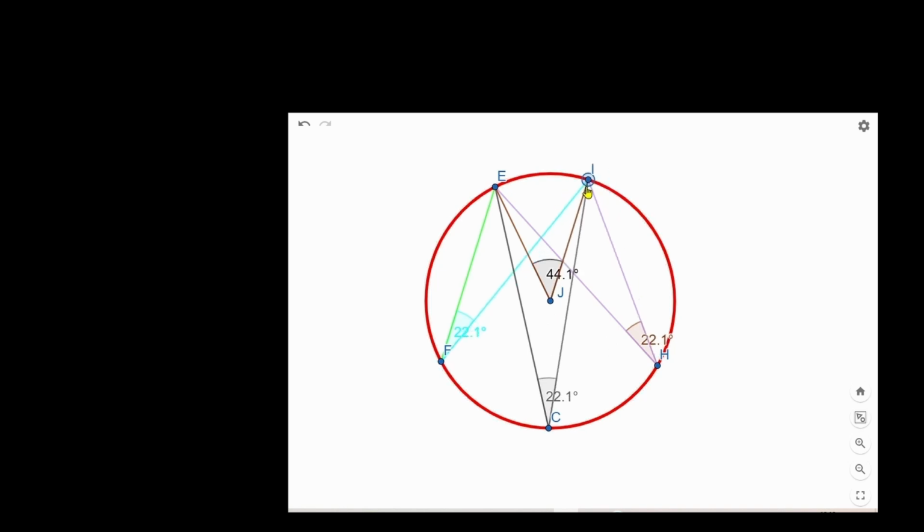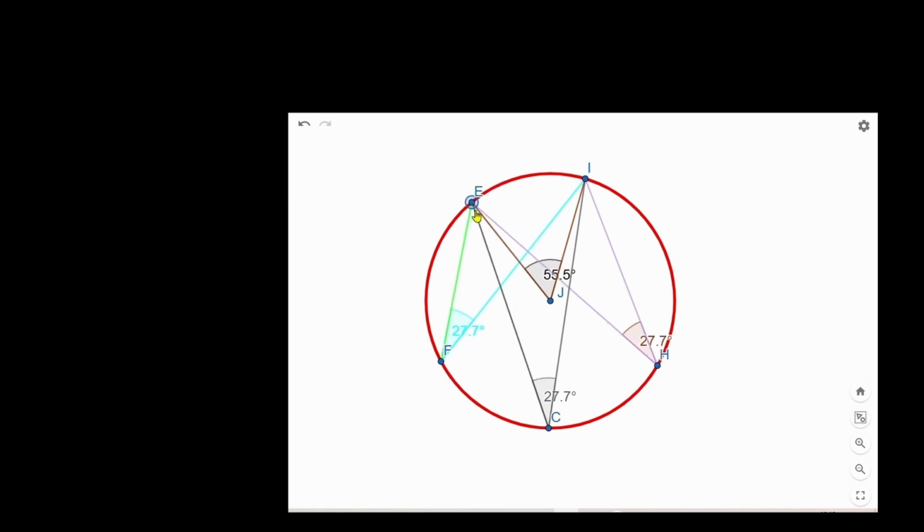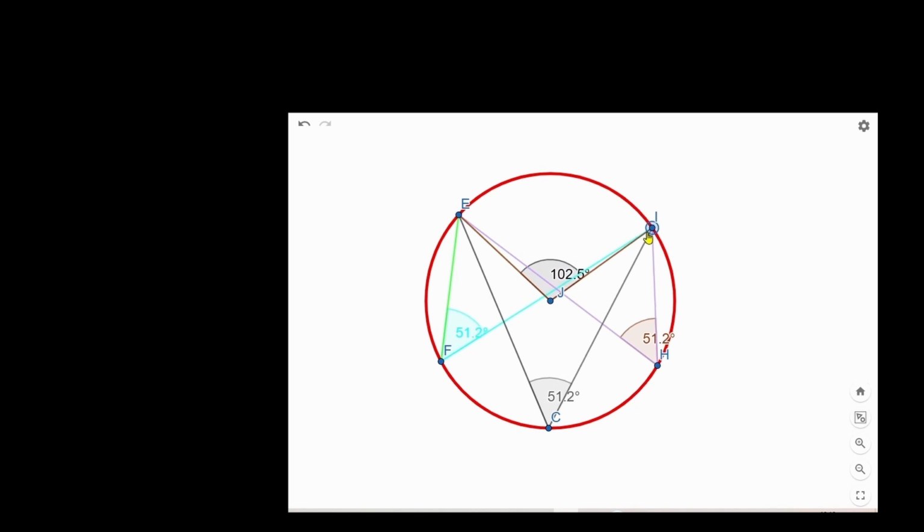Here, we can observe that by moving either of the 2 points E and I on the circle, these three angles remain equal to each other, although their amount may change. They are always half of the corresponding central angle.